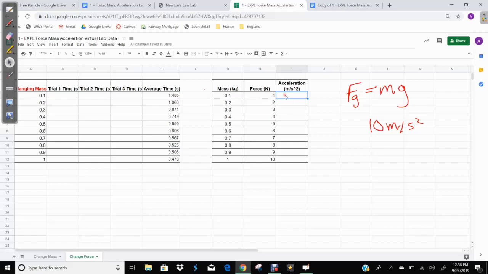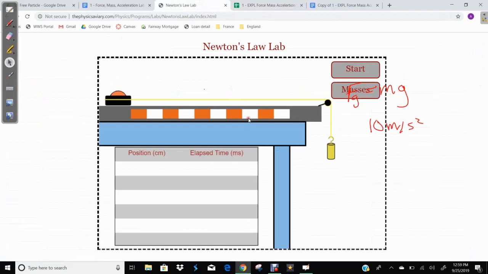For the acceleration, we're going to enter that same equation that we used before. It's going to be 2 divided by the time squared. If you need a refresher on that, go back to the first part of the lab where I explained that equation and why we use it. Drag that down, and now we've got all of our acceleration. So it asks us to make an acceleration versus force graph.